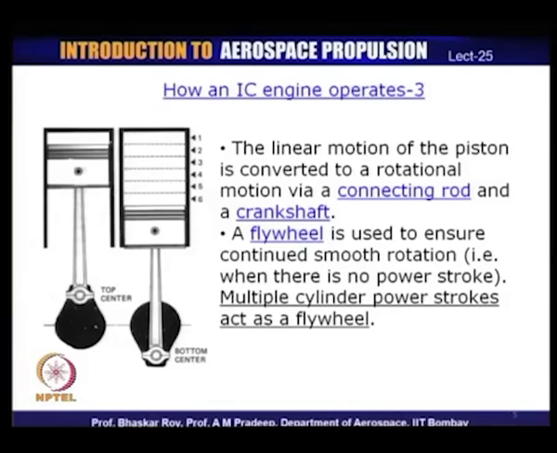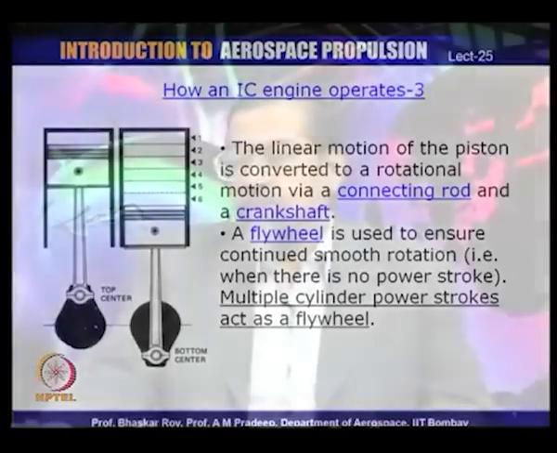So continuous power is being supplied to the crankshaft, and the whole flywheel or the crankshaft-propeller combined continues to rotate all the time, because some cylinder or the other, almost on a continuous basis, is supplying power to the main crankshaft. And this is how, typically in an aircraft engine, a multi-cylinder arrangement continues to supply power to the main crankshaft.